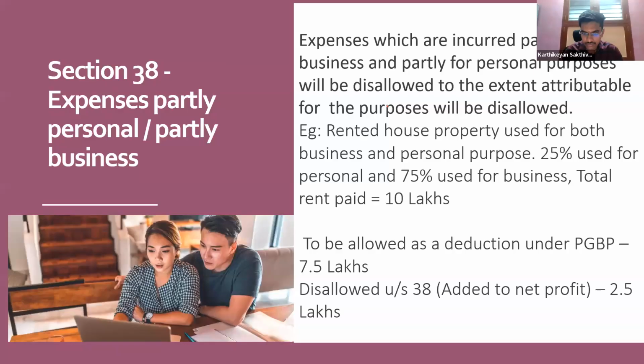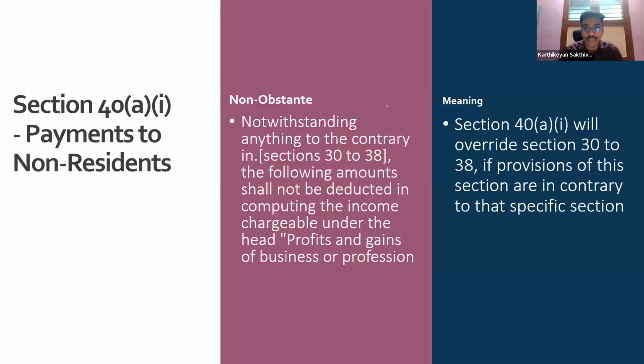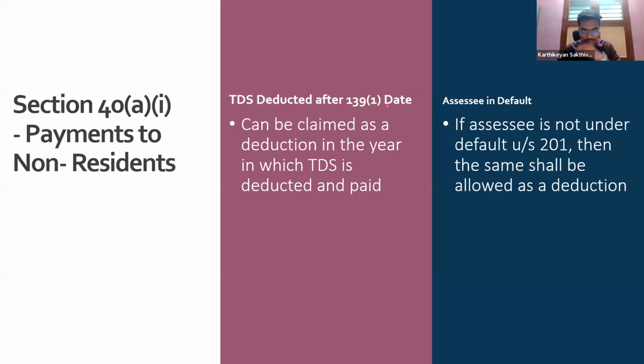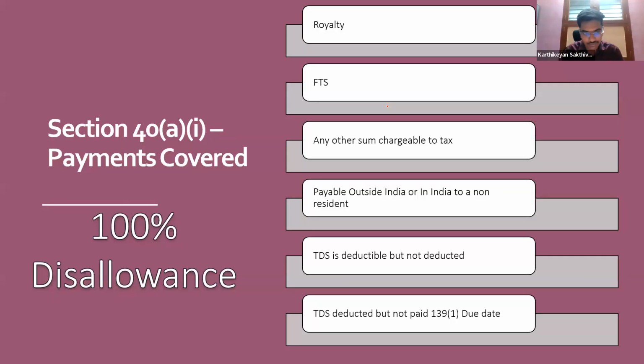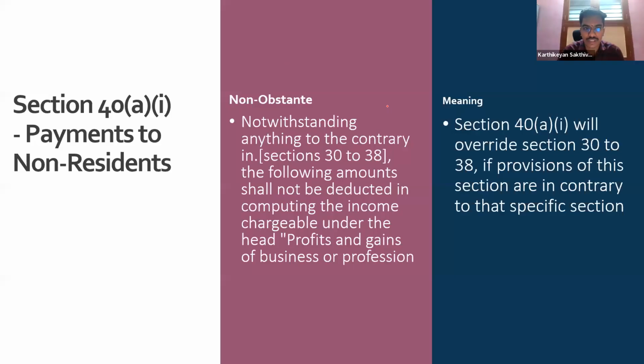Next is, this is in relation to section 38. Next is section 40: 40A(i), 40A(ia), 40(iii). These three are very important sections, right? Section 40A(i). What does 40A(i) say? Notwithstanding anything to the contrary, the following amount shall not be deducted in computing the PGBP. This is the first line of 40A(i).